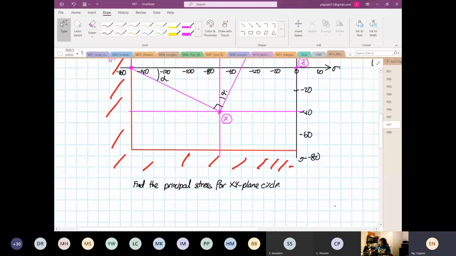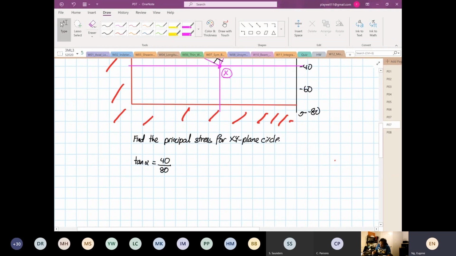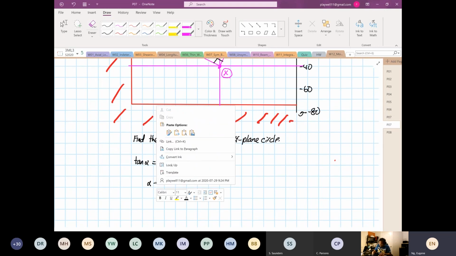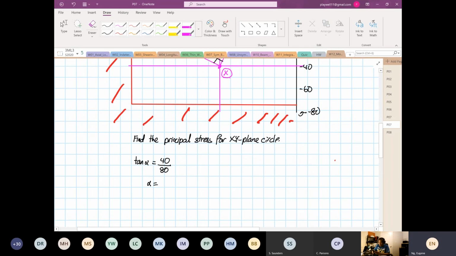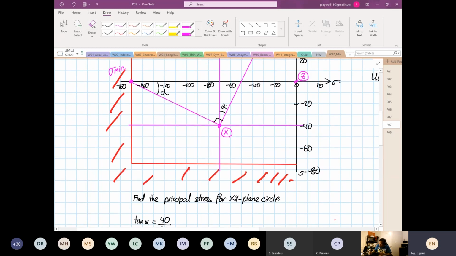Alpha is not difficult to find. Tangent alpha will be equal to 40 divided by 80. So alpha is equal to the inverse tangent of 40 divided by 80, which is 26.56 degrees. And then I'm going to call this point out here where they intersect.